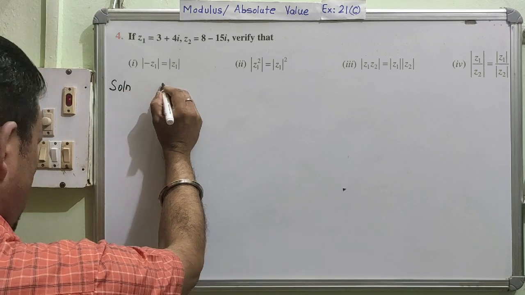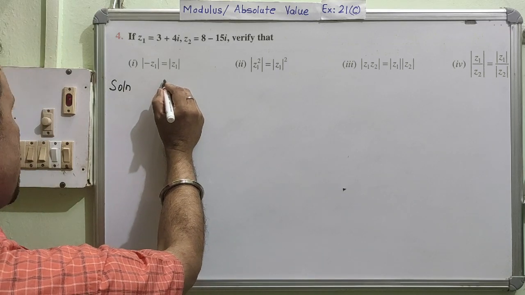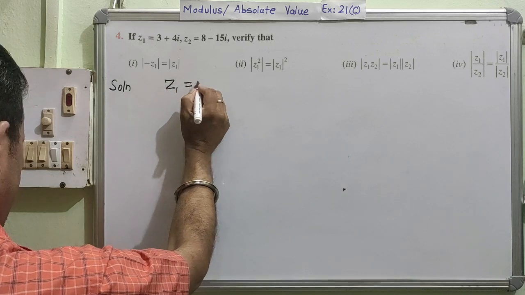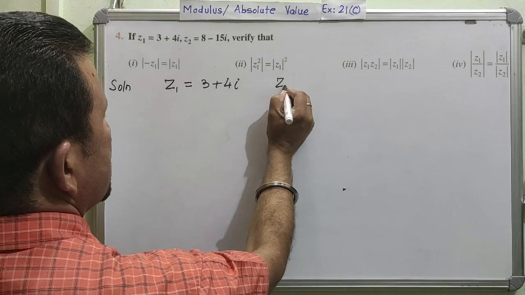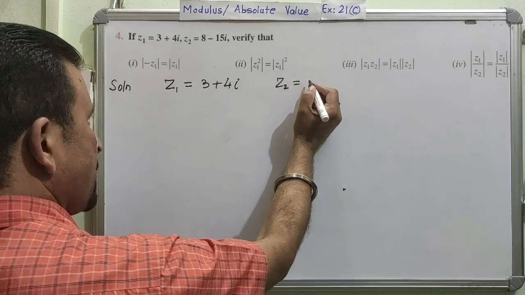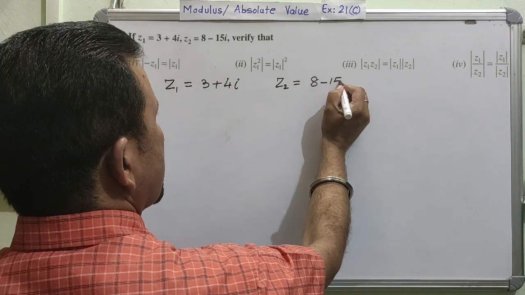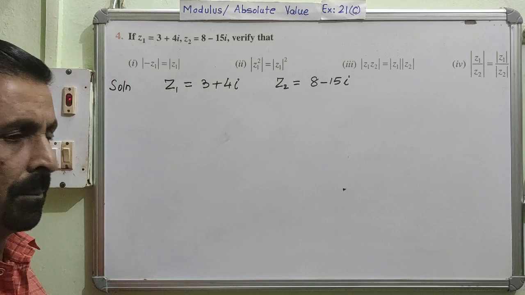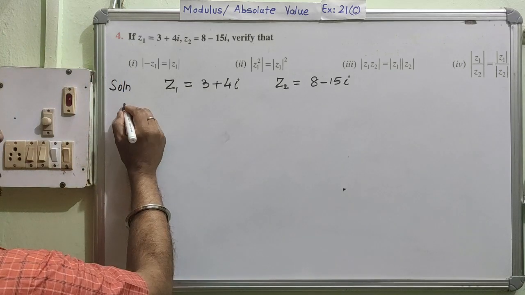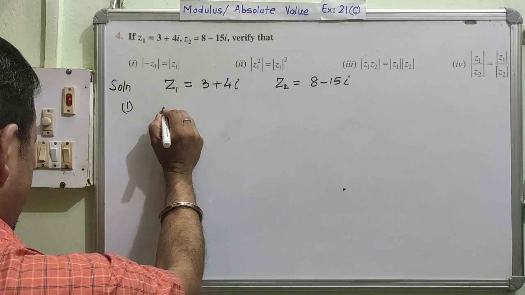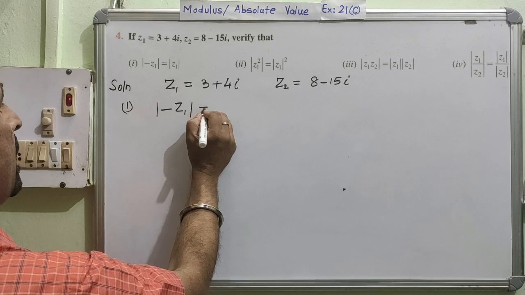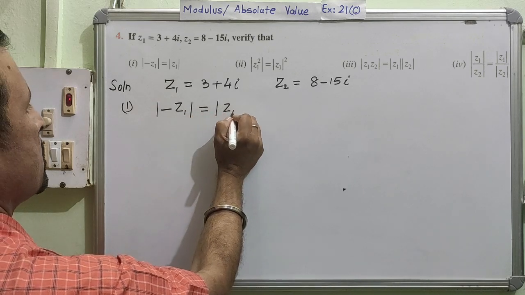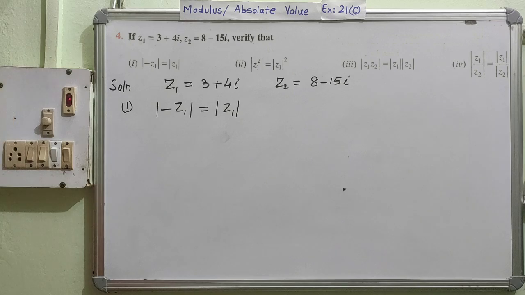First of all, let us have the two complex numbers. The first complex number we have is Z1, which is equal to 3 plus 4i. Another complex number Z2, which is equal to 8 minus 15i. Right? Now, the first question is Roman number 1, where we have to prove that the modulus of negative Z1 is equal to the modulus of Z1. Right? This is the question. So let us prove this statement.